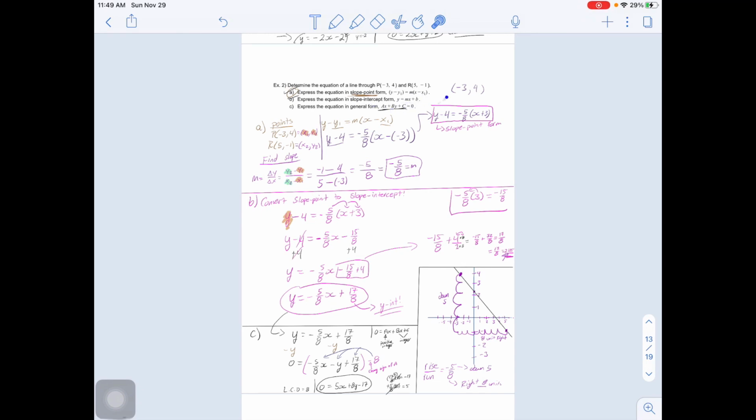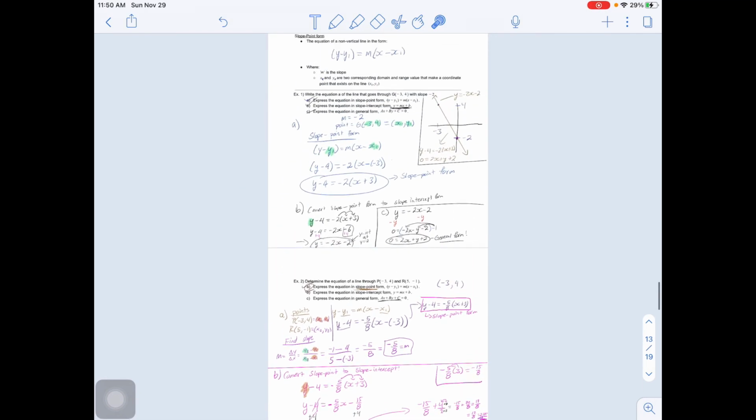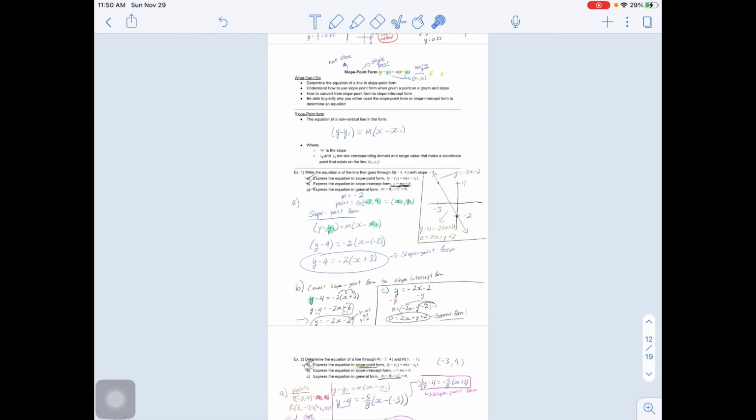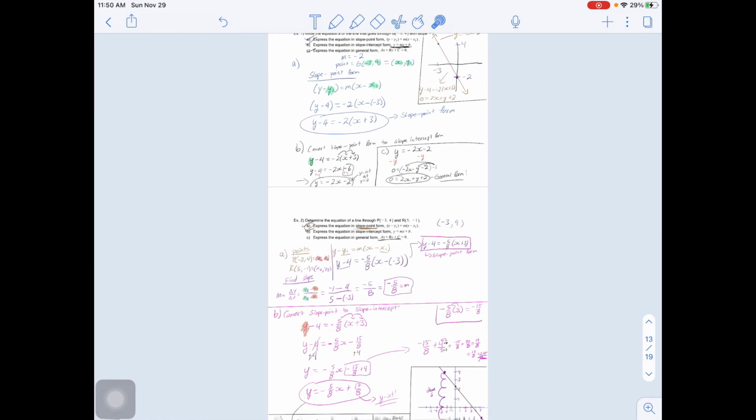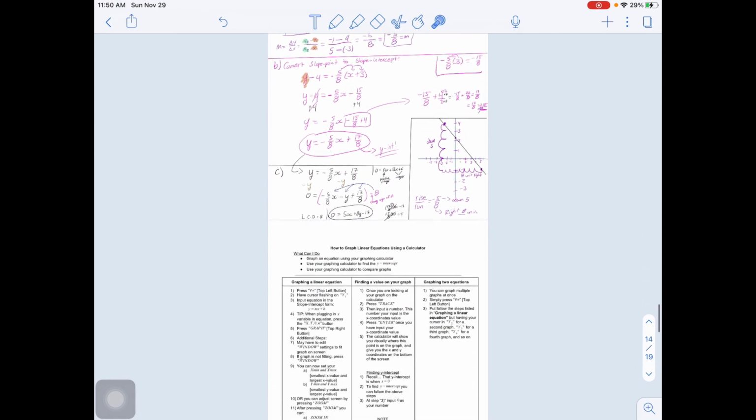And then general form, you usually always go from either slope intercept or slope point form and convert it to general form. Okay, so go practice some questions, come in and ask lots of questions, because this is really important moving forward into our next chapters and also into grade 11 and 12 mathematics.